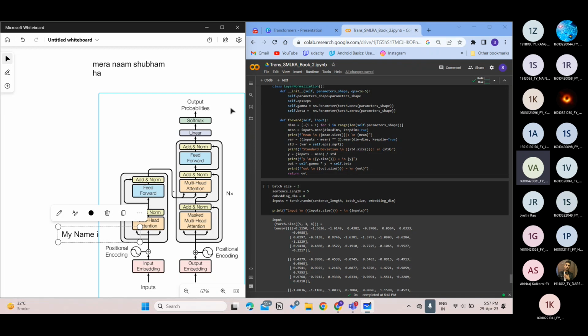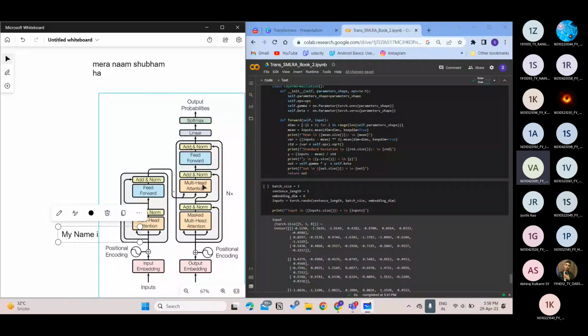Now "mera" will be given again as an output embedding. So "mera" will come here, the position encoding will be done, and here the masked multi-head attention is there. Masked multi-head attention is there because you don't know the next word after "mera". You only know the English word, that is "name". So what goes in as input is the "mera" corresponding vector and the "name" corresponding vector.